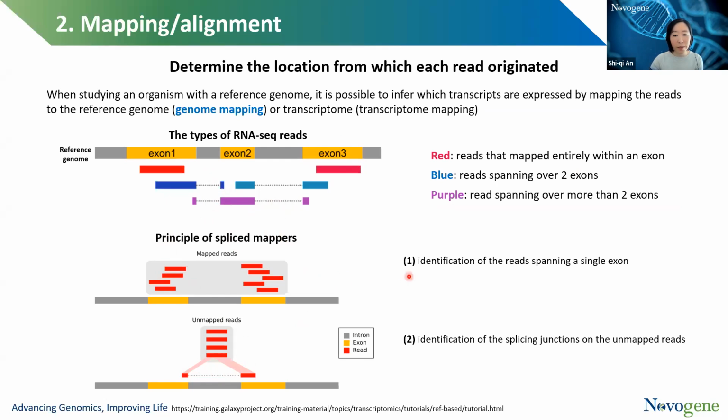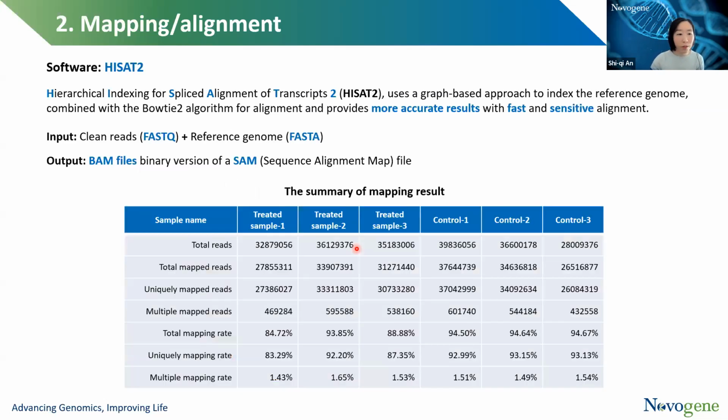First, it will try to identify the reads that only span a single exon. Then, for the remaining unmapped reads, it will try to map them again to splicing junctions. This is the major difference between RNA-seq mapping and DNA sequencing mapping. The software we use for this step is HISAT2, and this is the full name of the software. Of course, there are other packages available, but publications have shown that this software generates more accurate results with fast and sensitive alignment.